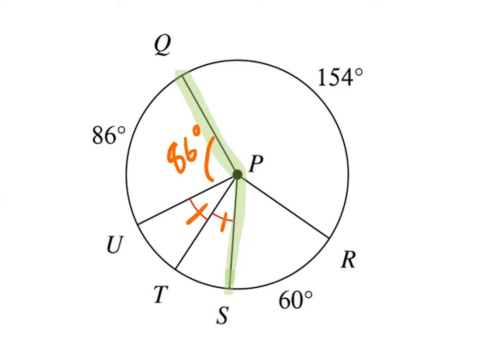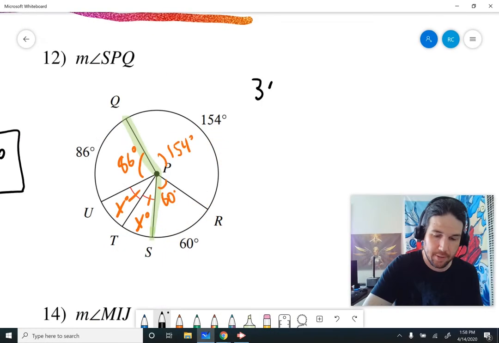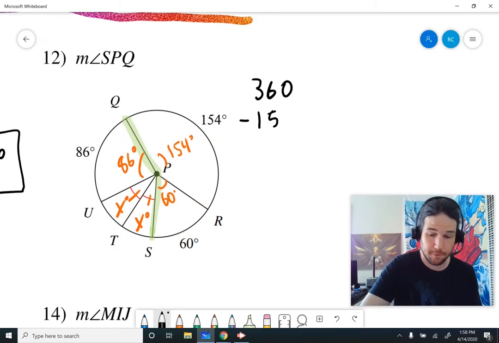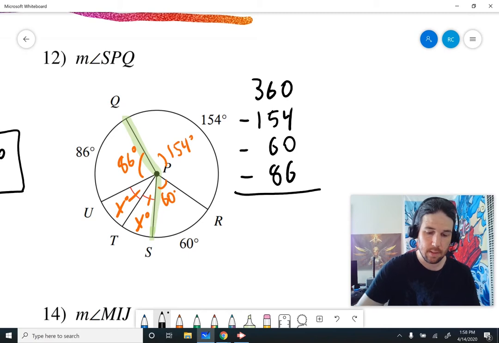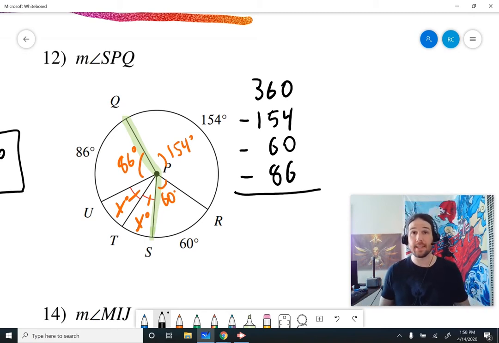Well, I have almost this whole circle, right? I'm going to call these two X degrees because I'm super creative. We know that this bit is 60 degrees. We know that this bit is 154 degrees. And we know that all circles add up to 360. So we're going to take that 360 degrees and subtract 154, subtract 60, and subtract 86. And whatever that is, we'll cut it in half and we'll be done.